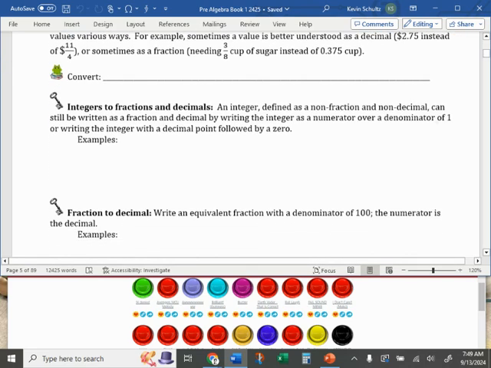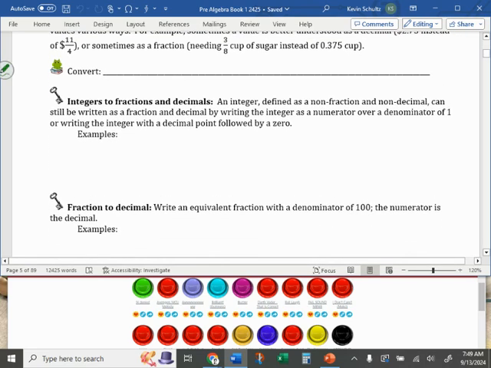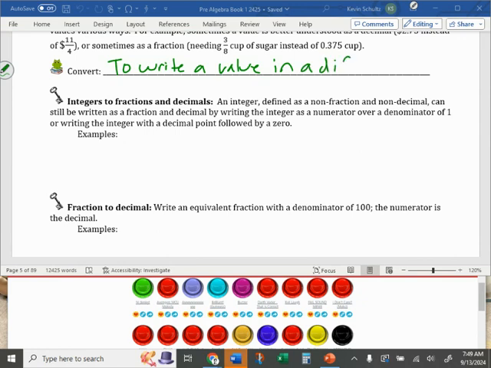The definition of converting is to write a value in a different form. We're going to focus on 3 ways to do that: from integers to both fractions and decimals, because they're kind of easy, fractions to decimals, and then decimals to fractions. But we'll start with integers.